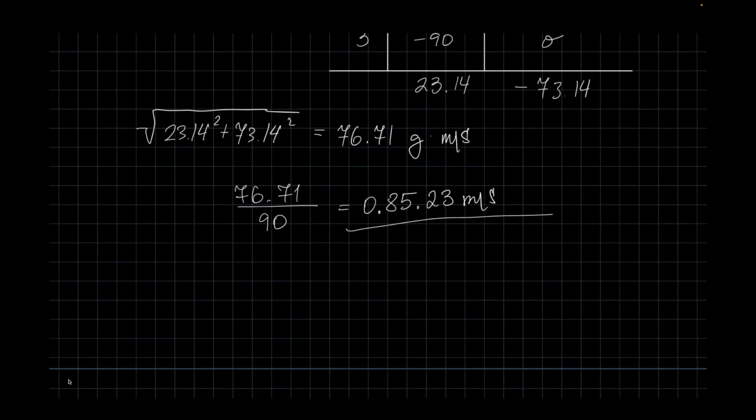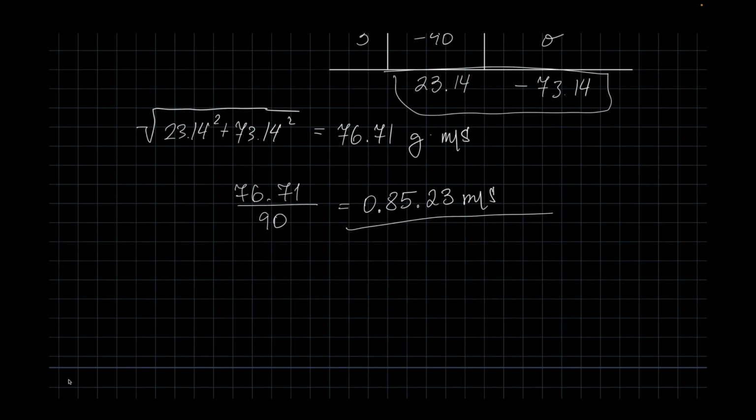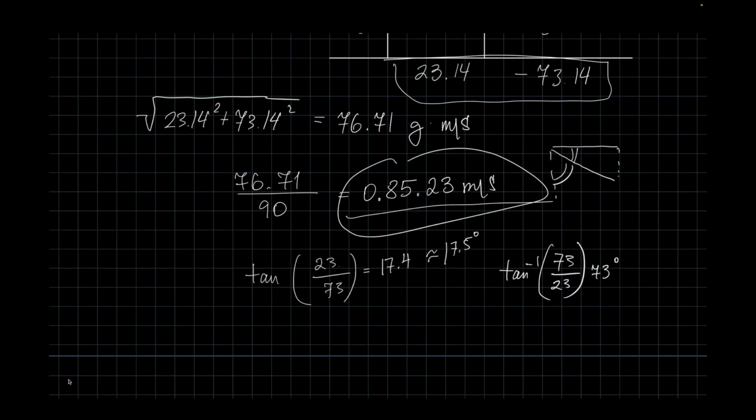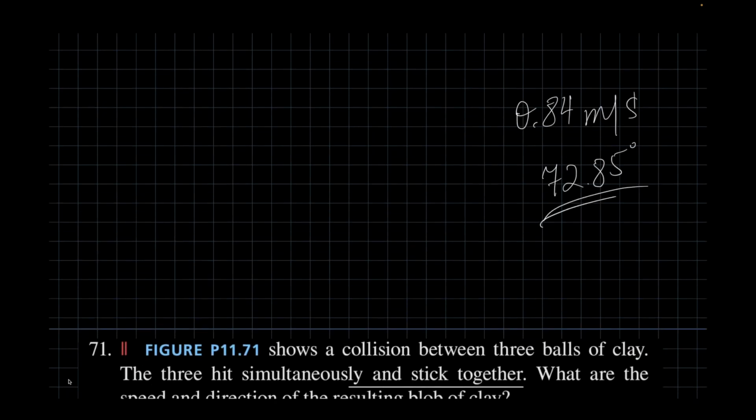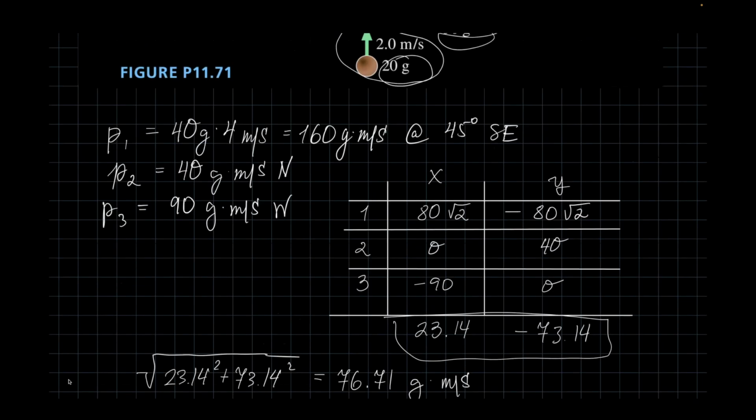And then we need to figure out the angle. The direction of the momentum is the direction of the velocity. So if I'm looking for the direction of the motion, it's the same as the direction of the momentum. Therefore, I can just do inverse tangent, 73 degrees in the opposite direction. And your textbook is giving you 72.85. Look at that. All of a sudden, they give you 4 sig figs.